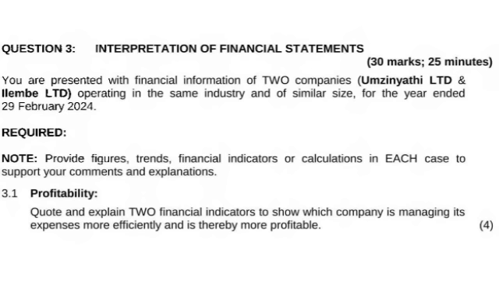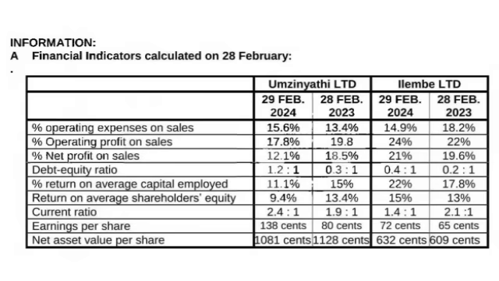3.1 Profitability. It says quote and explain two financial indicators to show which company is managing its expenses more efficiently and is thereby more profitable. So that means I'm going to look for the financial indicators that fall under profitability and talk about those for the two companies.